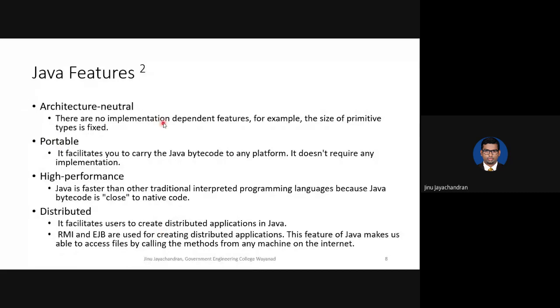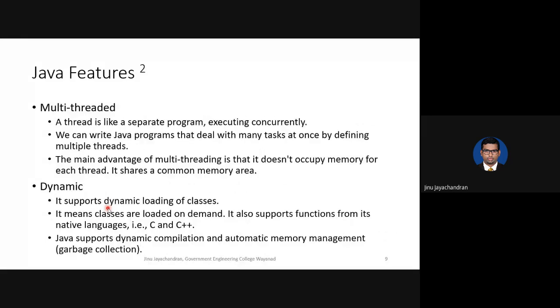So architecture neutral, portable, as I said, high performance. It is very fast. Distributed means that it can be run in multiple machines, but you can still get a single output. Multi-threaded means that a single program can be run in parallel, and each parallel instance of that program is called a thread.